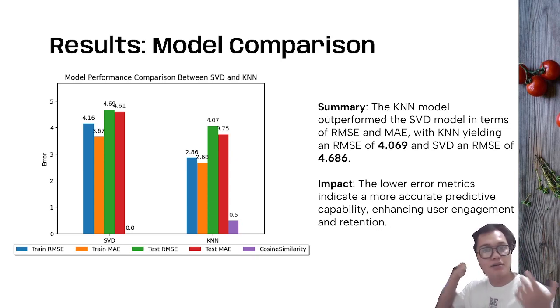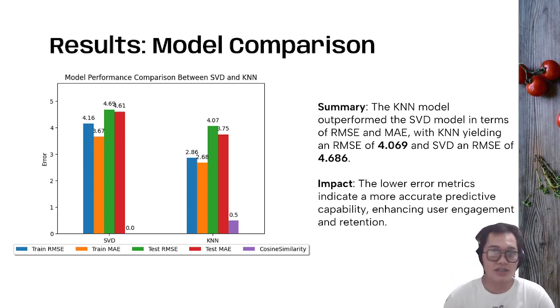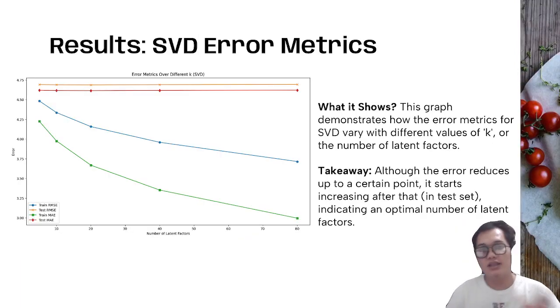This is the results of our modeling, and this is the model comparison, where the summary is the KNN model outperformed the SVD model in terms of RMSE and MAE, with KNN yielding an RMSE of 4.069 and SVD an RMSE of 4.686. And what it means is the impact: the lower error metrics indicate a more accurate predictive capability, enhancing user engagement and retention.